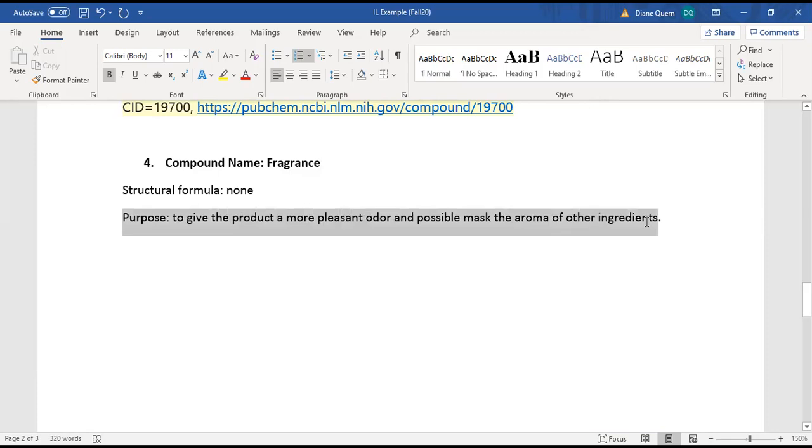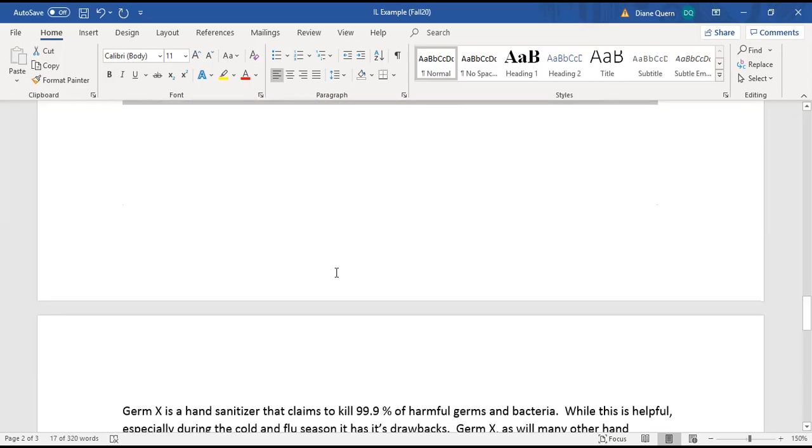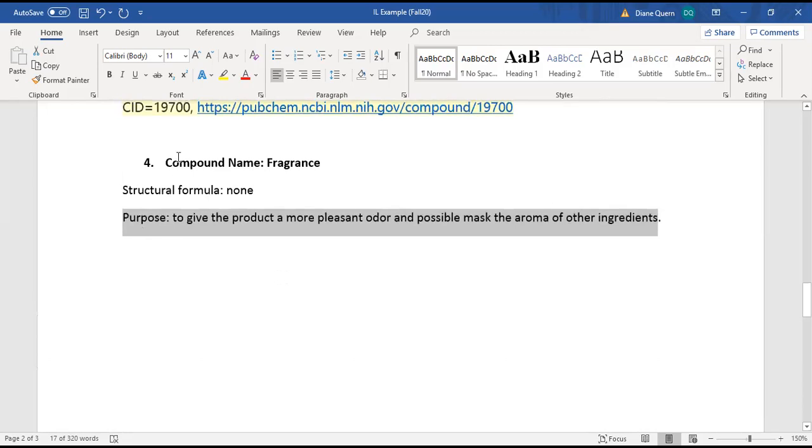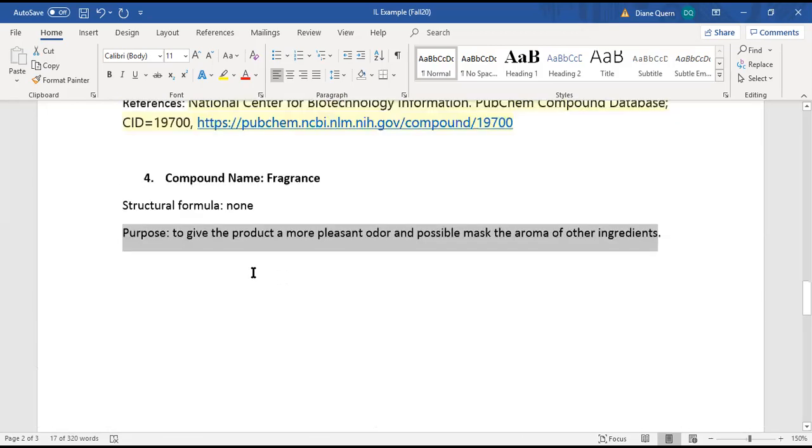So you can see the purpose I put in here was to give the product a more pleasant odor and possibly mask the aroma of other ingredients. Okay, since I couldn't fully characterize it, it does not count as one of my 10 ingredients. So when you're picking, if you only are picking a product with only 10 ingredients, make sure all 10 are fully characterizable. All right, so you would need at least 7 other ingredients after this, doing the same steps to each of those ingredients.